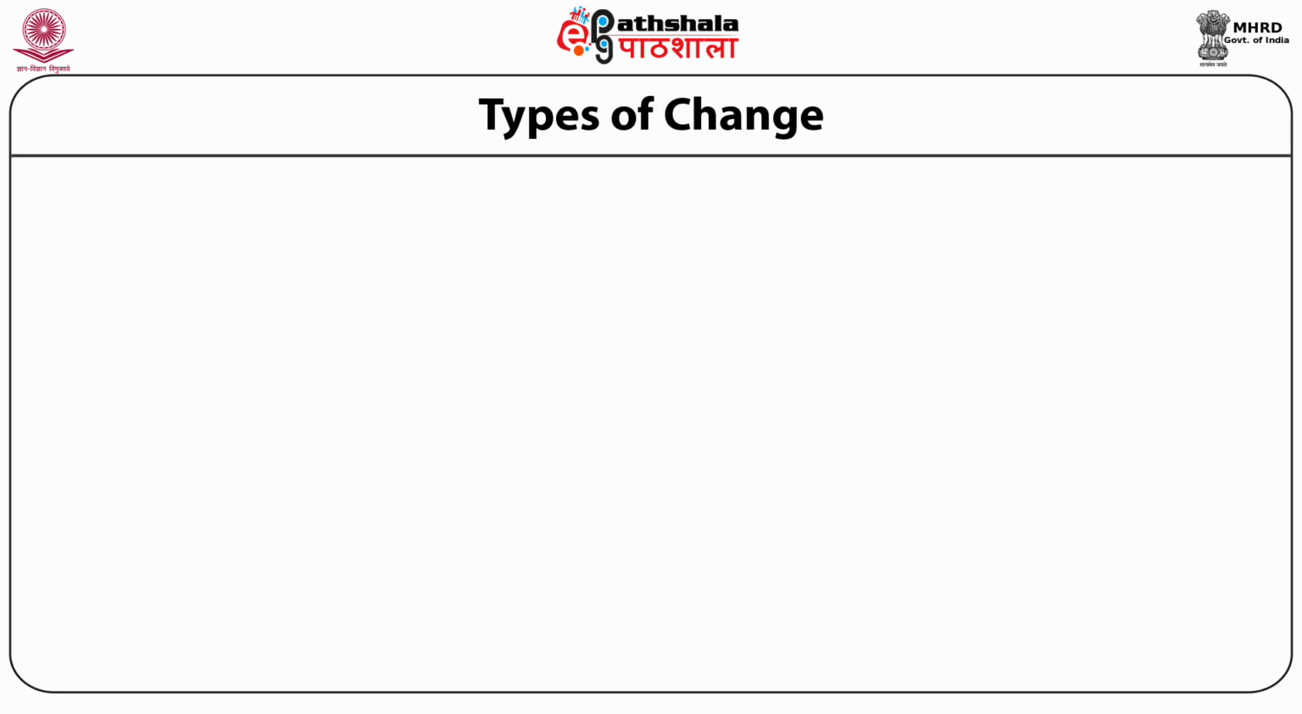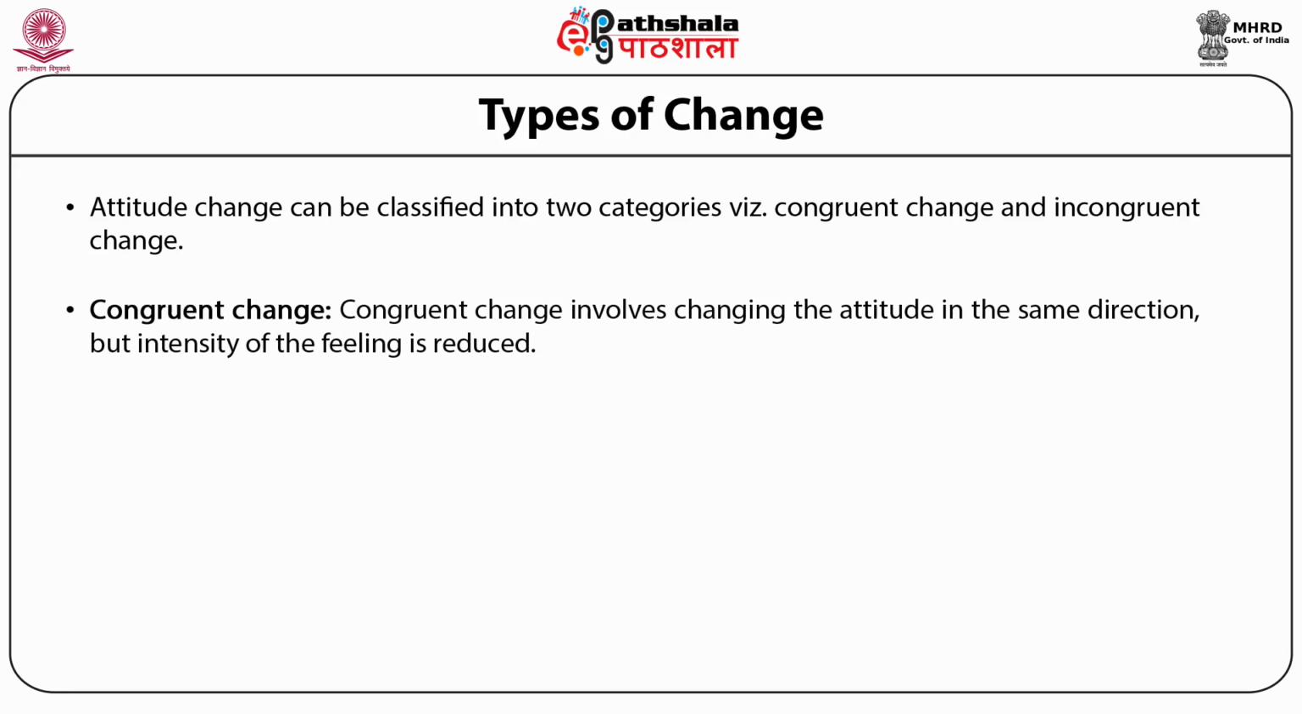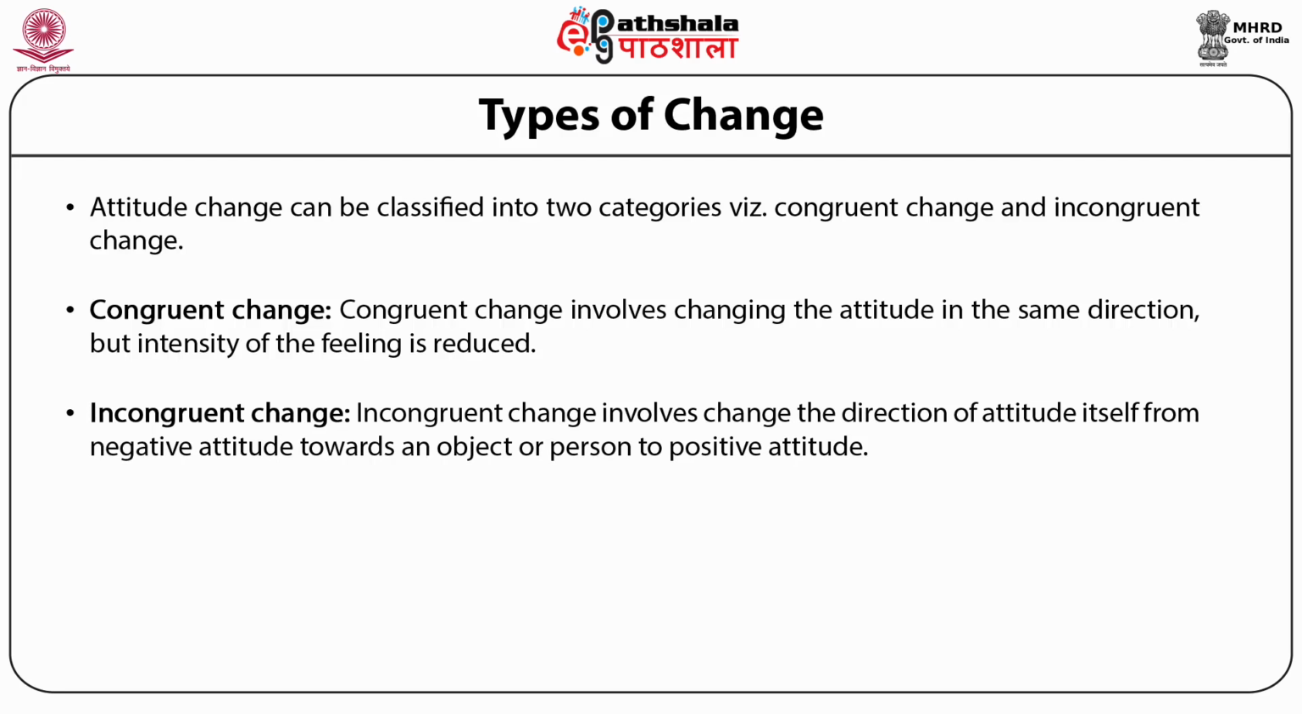Now we will discuss types of attitude change. The change in the attitude can be classified into two categories: congruent change and incongruent change. Congruent change. This change involves changing the attitude in the same direction, but intensity of the feeling is reduced. For example, if you dislike your colleague, the feeling of disliking may prevail, but intensity or degree of disliking will be reduced. Second type is incongruent change.